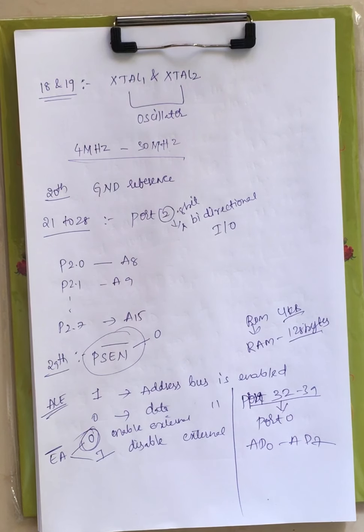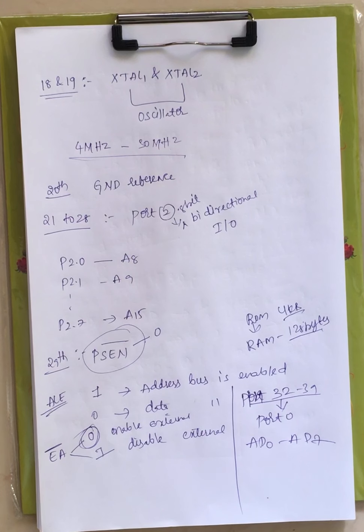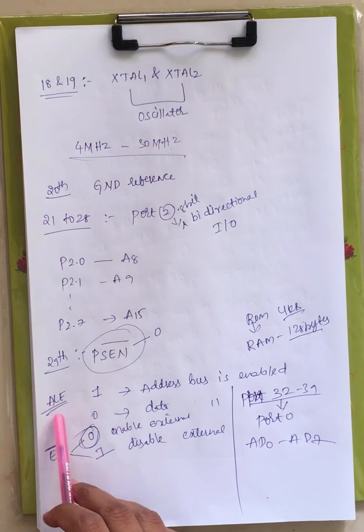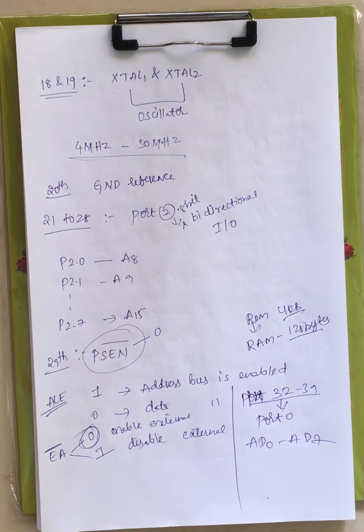Now this is used to demultiplex address lines and data lines. When it is logic 1, the address bus is enabled. You have AD0 to AD7 lines, multiplexed address and data lines. In order to demultiplex those address and data lines, we will use ALE. For 1, the address bus is enabled. For 0, the data bus is enabled. Same like your 8085 only. And next we have external access, EA bar, right?